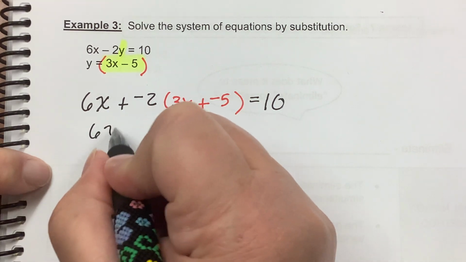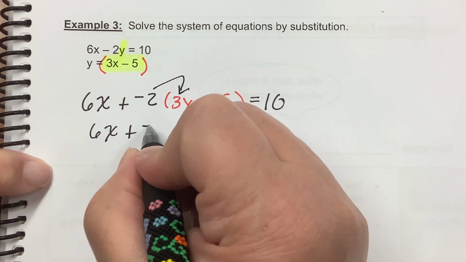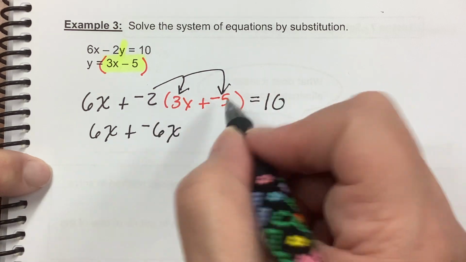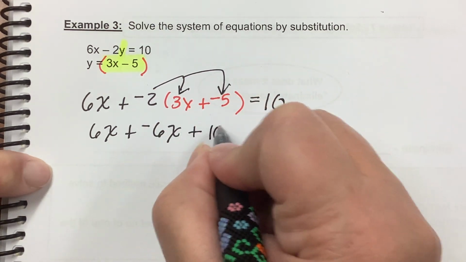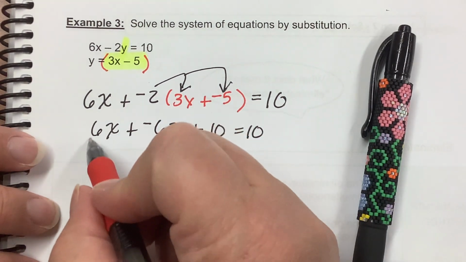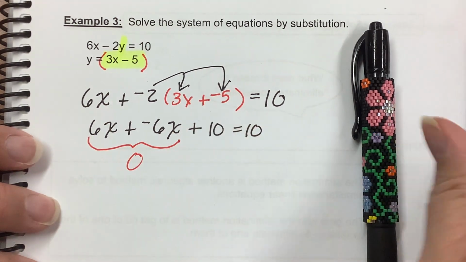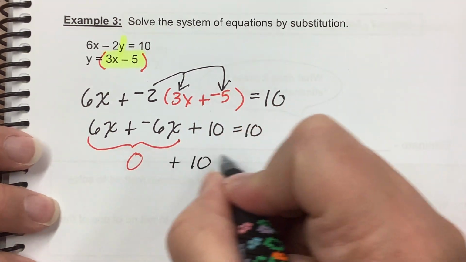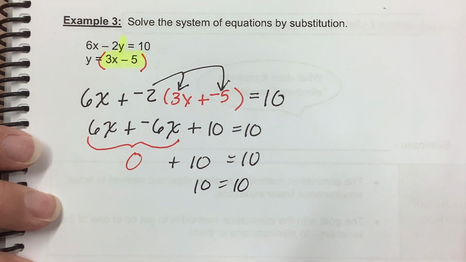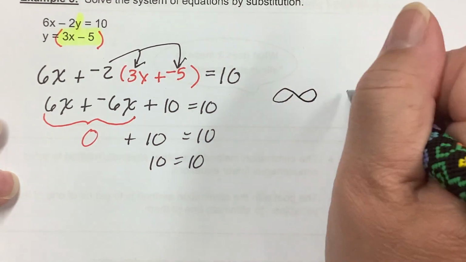Nothing happens to the 6x, plus negative 2 times 3 is negative 6x. Negative 2 times negative 5, negative times negative is positive 10, equals 10. Oh, look at this, 6x minus 6x is 0. 0 plus 10 equals 10. 10 equals 10. Now, when it's equal to each other, that means that it's infinite solutions.